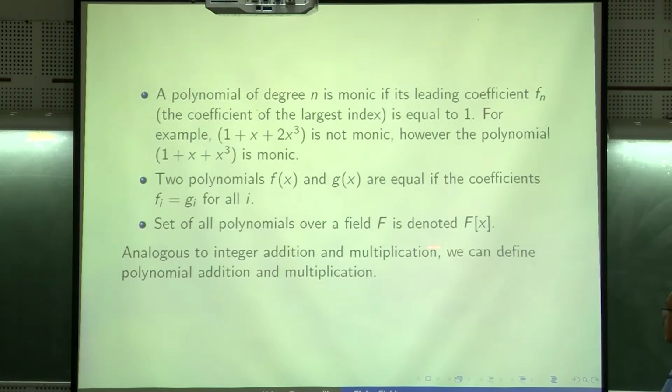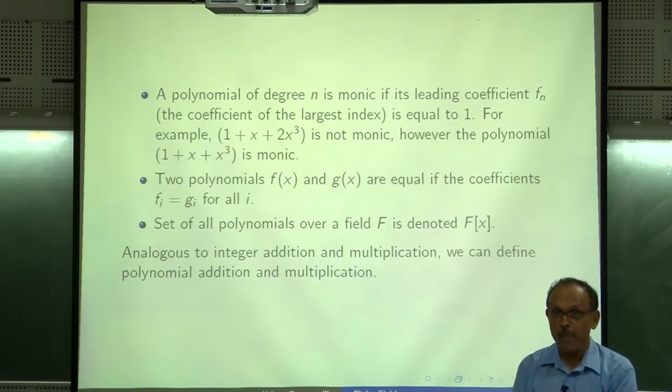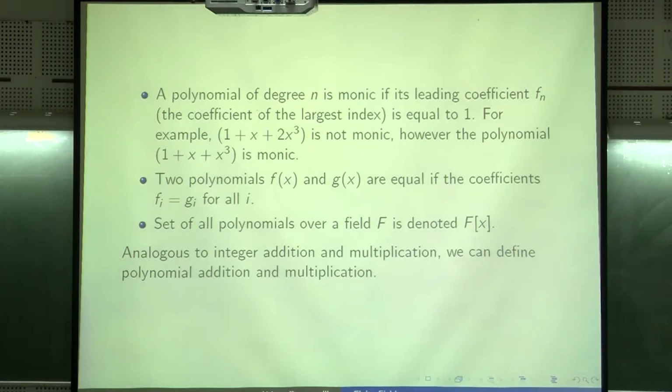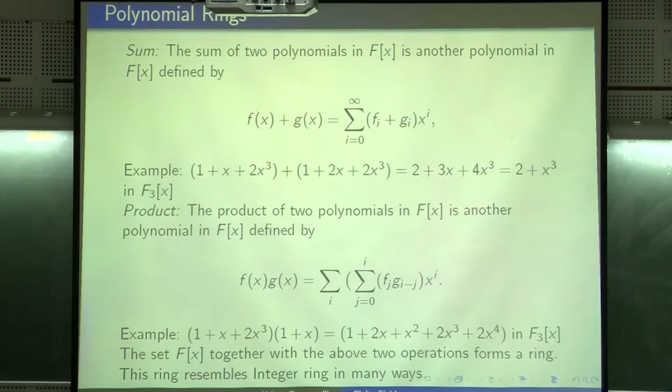So this is what I mentioned. For example, how these polynomials come about is just by taking a field F and throwing in an indeterminate x, and then you get F[x]. You have a finite set F, and by putting in the indeterminate x you become an infinite set. Now, analogous to integer addition and multiplication, we can also define polynomial addition and polynomial multiplication. So just like that. The first one, the sum, is very easy to see.